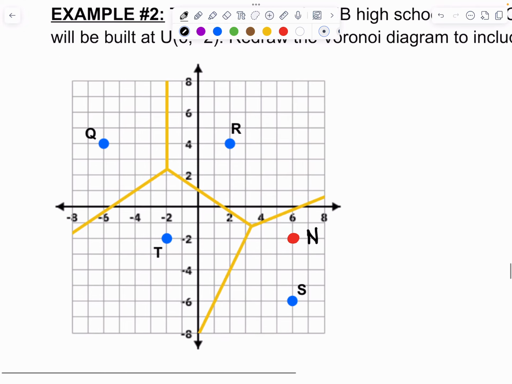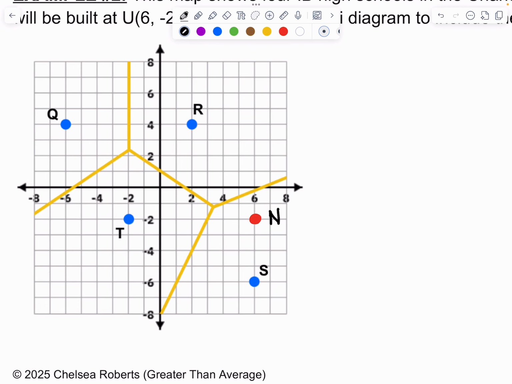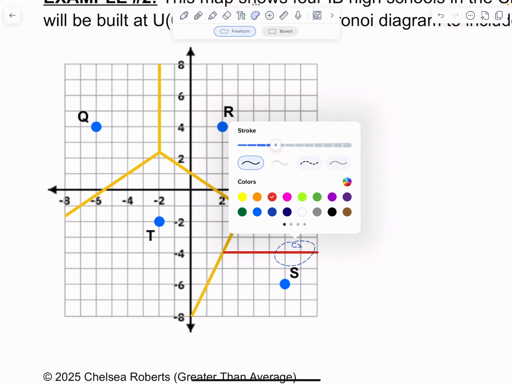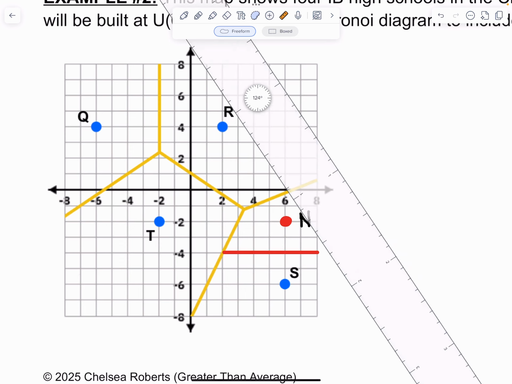All right. So the first thing I see is that N and S are in the same one. So I know that this is a vertical line, so I need a horizontal line. So that's my line there. That one was easy to draw. Vertical and horizontal perpendicular bisectors are easy to draw.